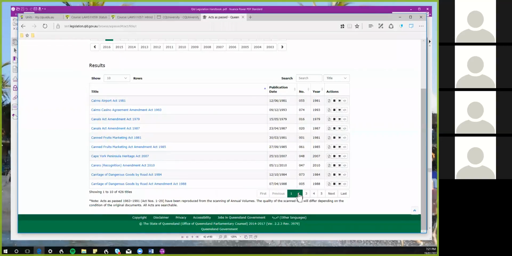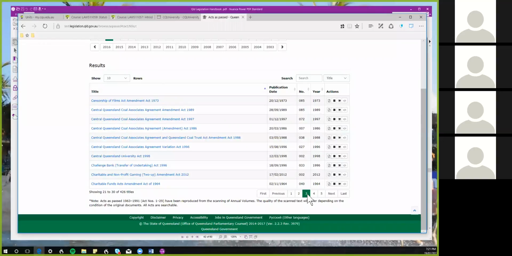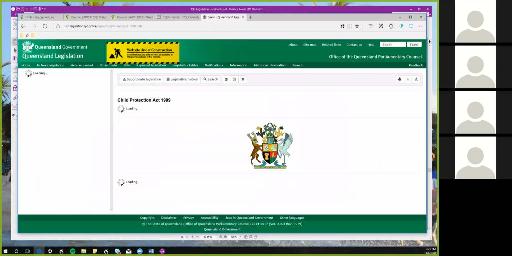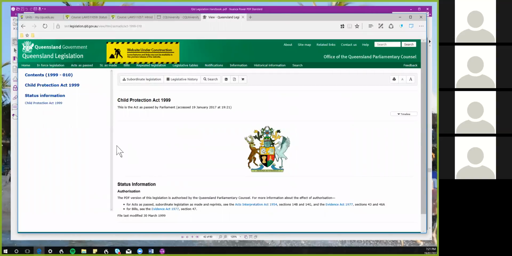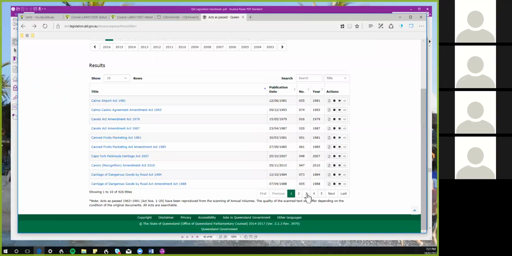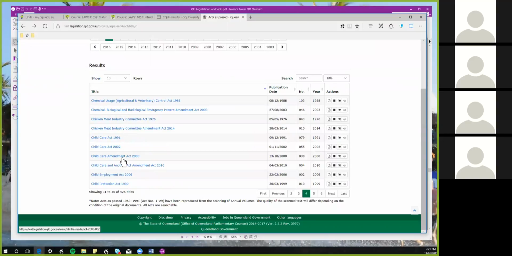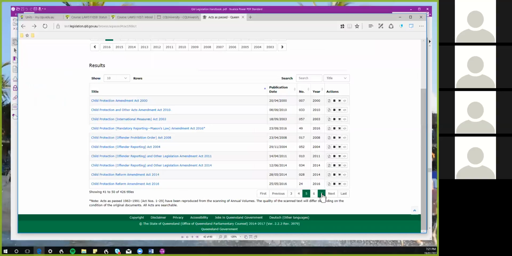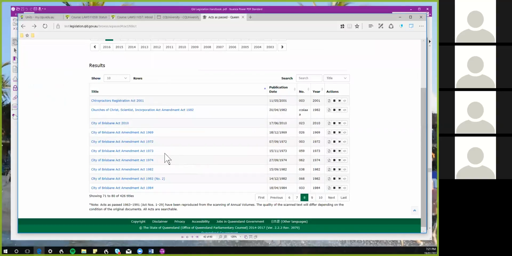So if we just choose one of those pieces of legislation, say, for example, the Child Protection Act, a lot of the links aren't yet working, so just bear that in mind. That's not a good example because it's not as well developed yet as it will be. Let's see if I can get to the Civil Liability Act is what I had in mind.